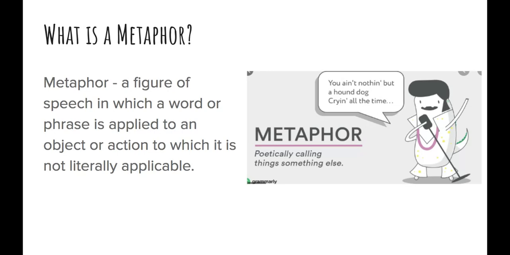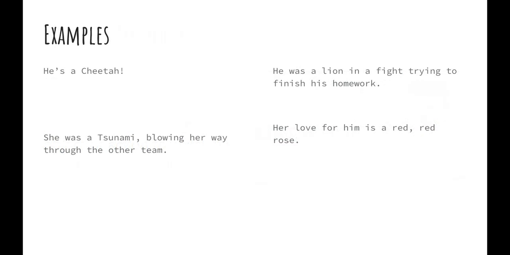Let's go ahead and look at some more examples so we can gain some better knowledge of how to use metaphors. So here are some examples. He's a cheetah. Now, is he actually a cheetah? Would you use a cheetah to describe a cheetah? No. Okay. So he's a cheetah means the person runs just as fast as a cheetah.